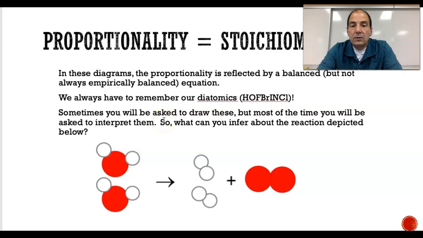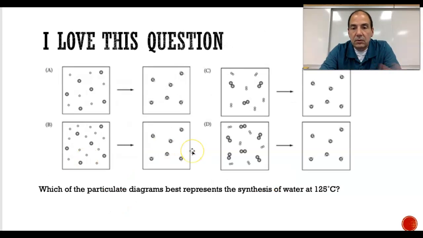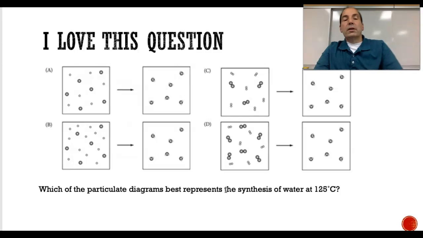Okay, so again, you might be asked to interpret something about the reaction or to say which one represents it the best. Here's a question that was a number of years ago that I always love. I use this as a reference all the time. So we're told which of the particular diagrams best represents the synthesis of water at 125 degrees. All right, so we're talking about synthesis of water. We're making water, okay, from its elements. So it's got to be hydrogen and oxygen.